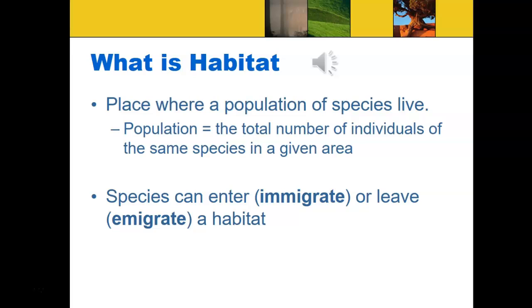Habitats change because of various factors, but one of them is because species can enter or immigrate into a habitat, or they can leave or emigrate a habitat. So immigrate is to enter, emigrate is to leave.